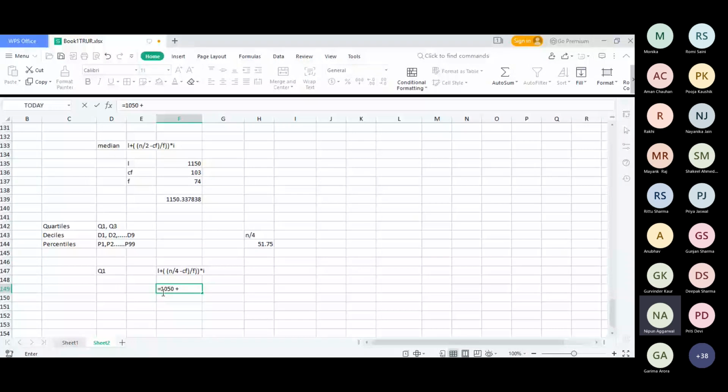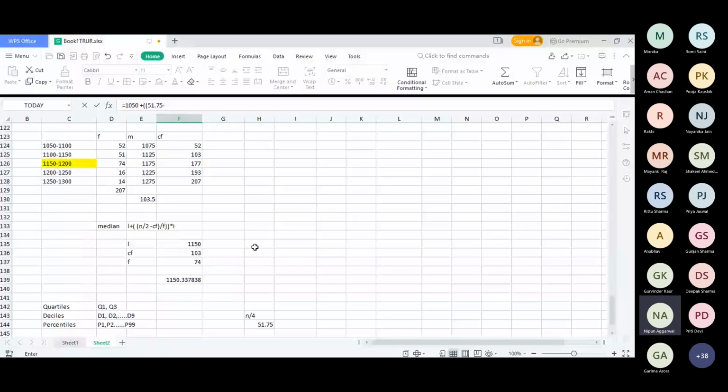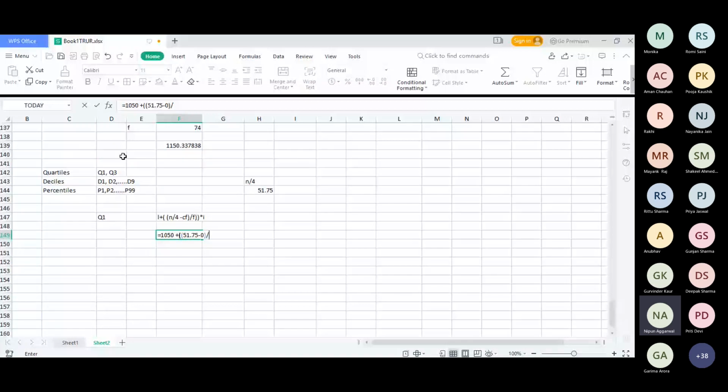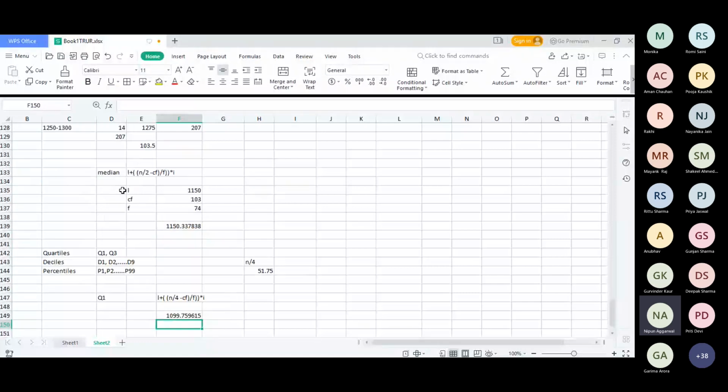plus n by 4. What is the value of n by 4? 51.75 minus CF. CF is the cumulative frequency of the above class. So it is the first class only, so cumulative becomes 0. So that is 0 divided by the frequency of the same class, which is 52, and multiply by class size, which is 50. So if you do this, so 1099.